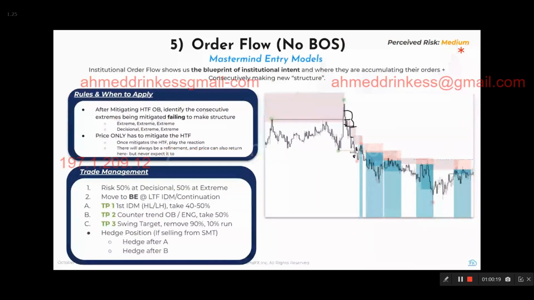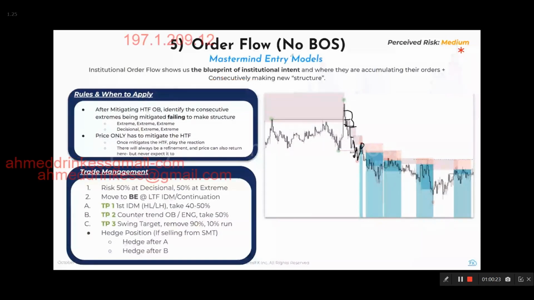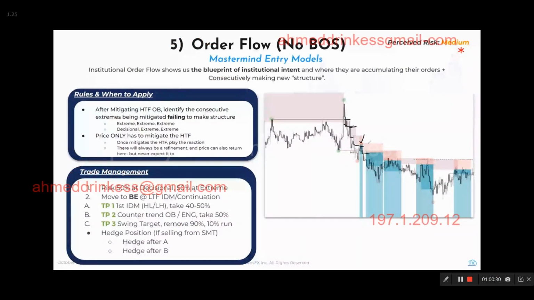Internal lower low, internal lower high. Type 3, extreme, sell all the way down. All these models you have are exactly everything. Extreme. Great. What's price do? Oh, it sells down. Where's my next order block? Oh, next order block here.